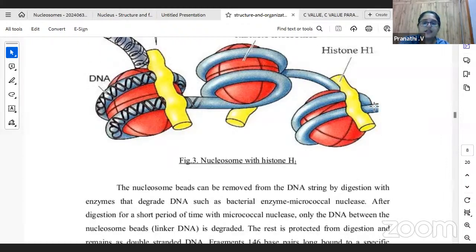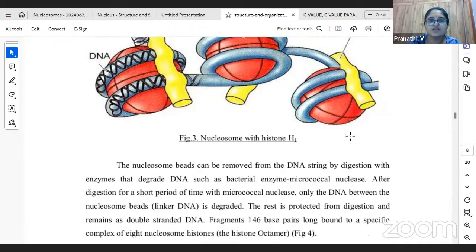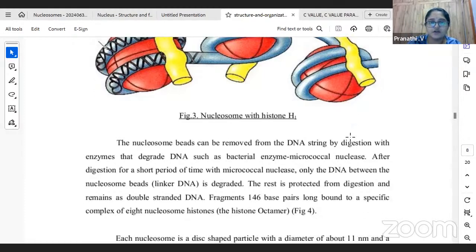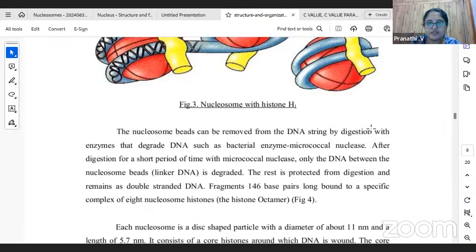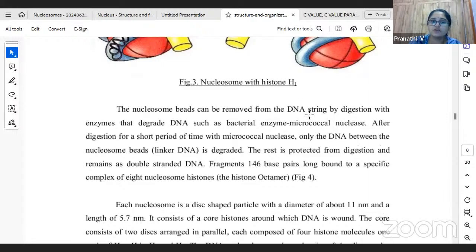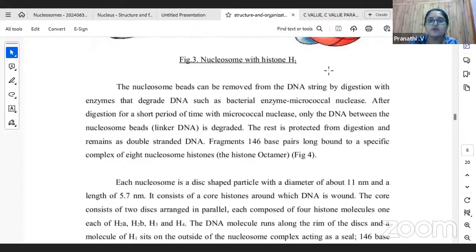Whenever you use an enzyme that can degrade DNA, any kind of deoxyribonuclease or the enzyme micrococcal nuclease, then the DNA string can be digested. Only the linker DNA is getting digested or degraded. The rest of it is protected and remains as double-stranded DNA, around 146 base pairs bound to these 8 histones. So it forms an octamer that remains as such.